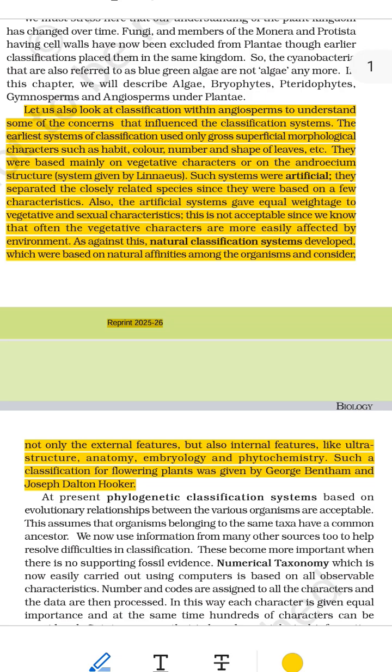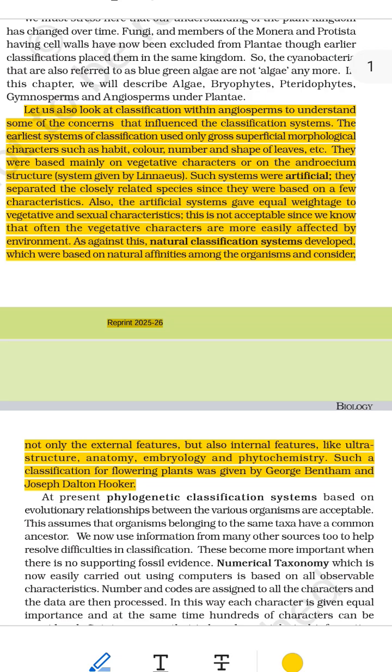2. Old systems used only external looks, superficial features. The earliest systems of classifying plants looked only at what can be seen from outside. These were called superficial morphological characters, which include shape and size of the plant, called habit, color of flowers or leaves, number and shape of leaves or petals. Example: two flowers may have the same number of petals or similar leaf shape, but be totally different inside. Yet old systems would place them together, which is not correct.